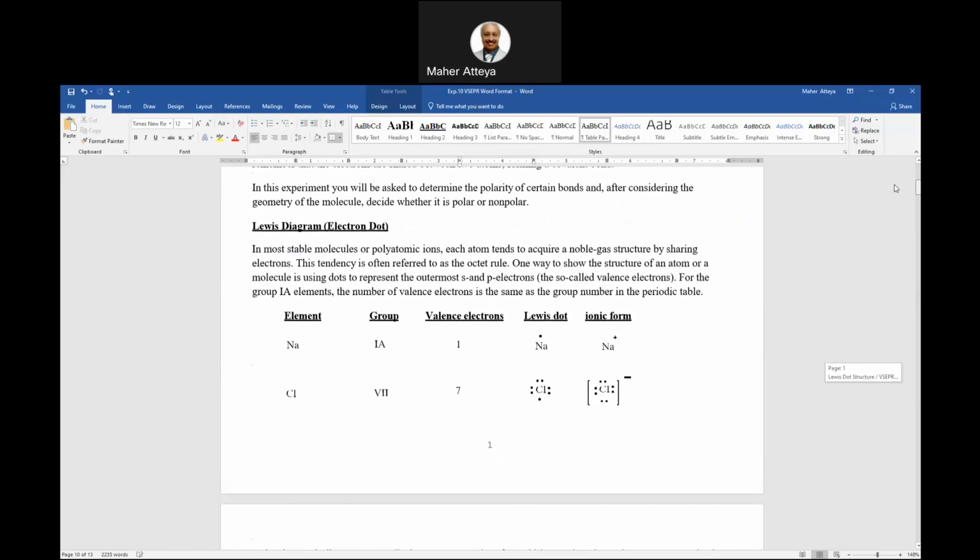Lewis dot structure. Lewis developed a very nice way to describe the bonding among covalent compounds, especially the covalent compounds between nonmetals, by representing the valence electrons as dots. Even for elements, you can do that. So Lewis for sodium is 1A. For example, here, look at this. I hope the pen is working. It is.